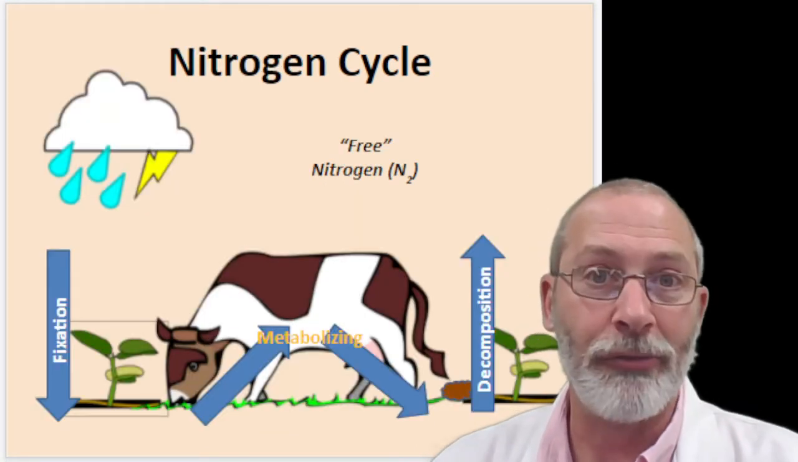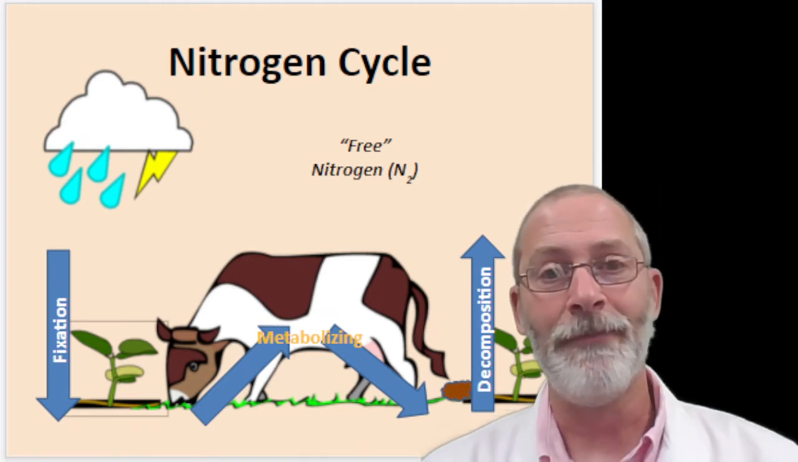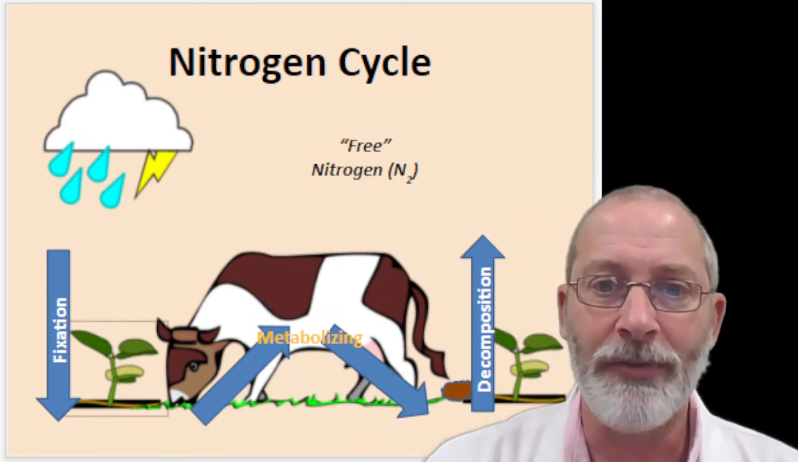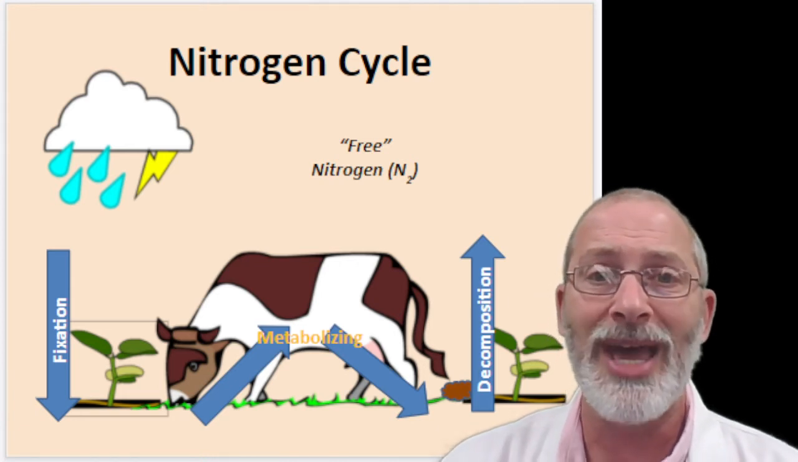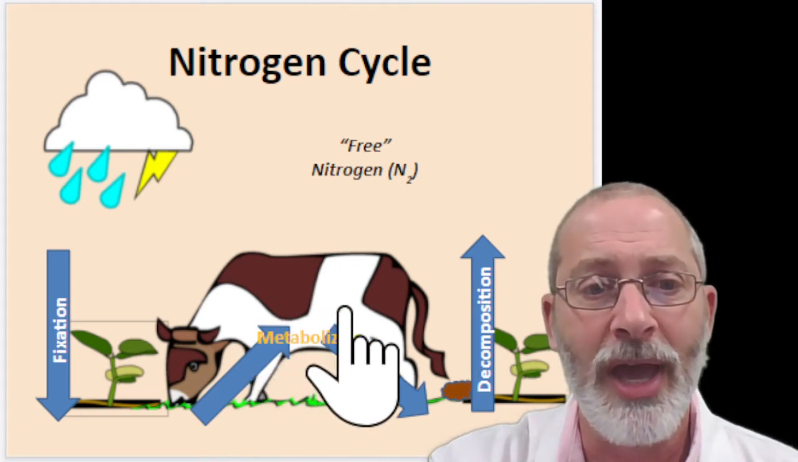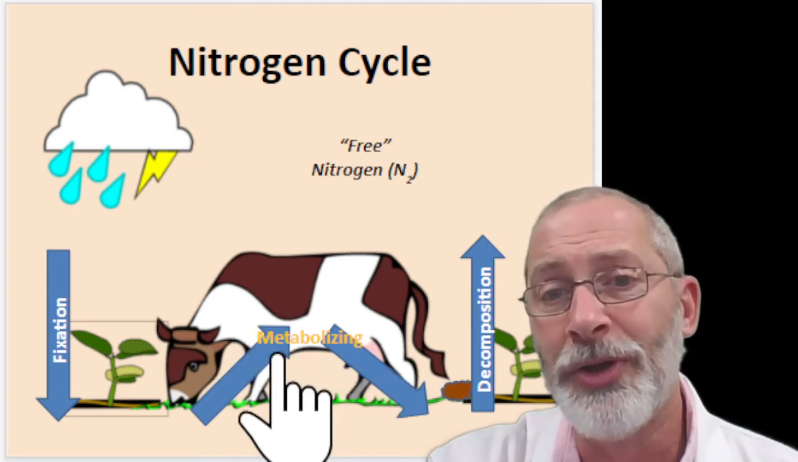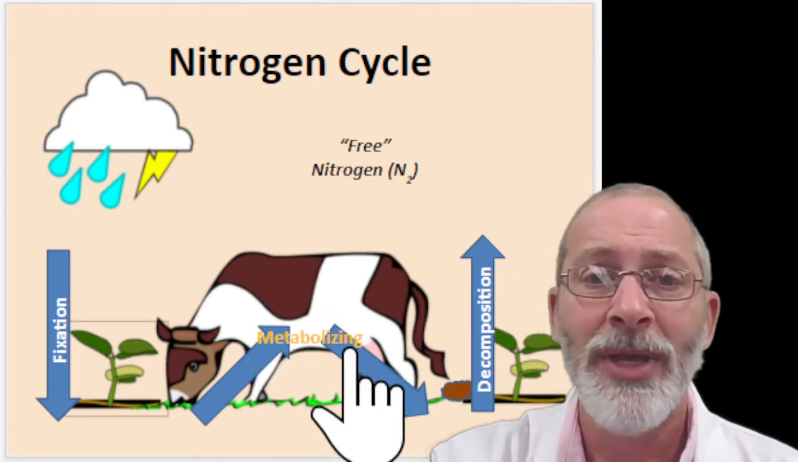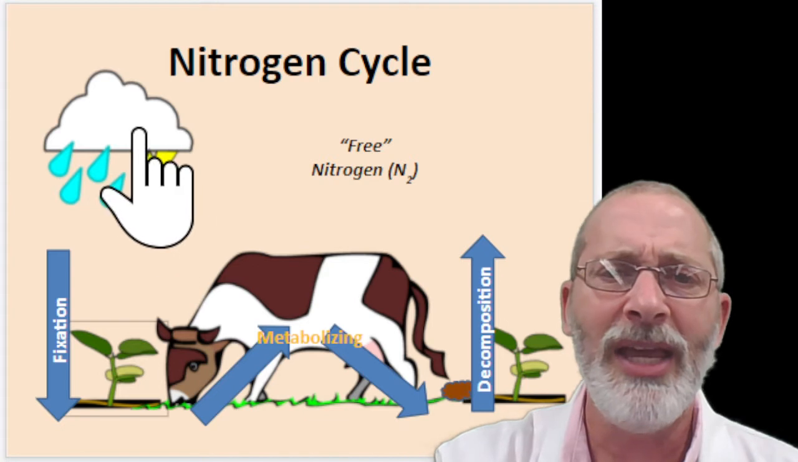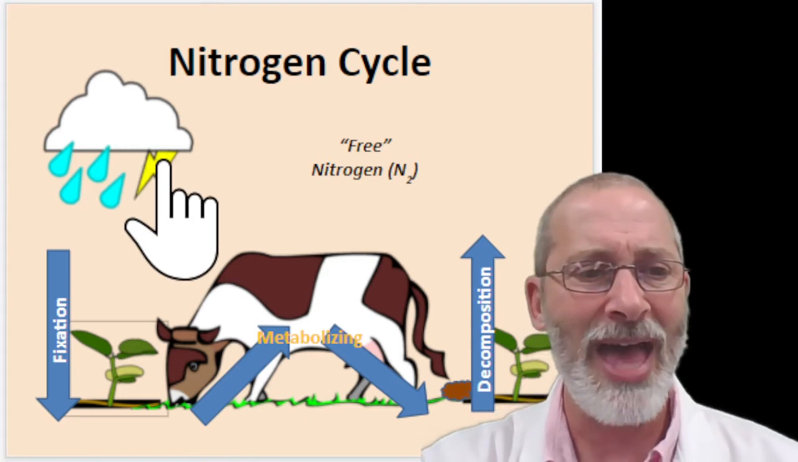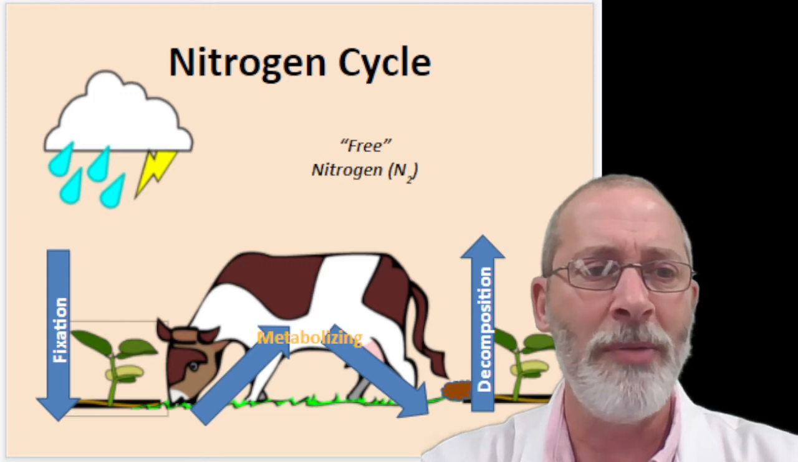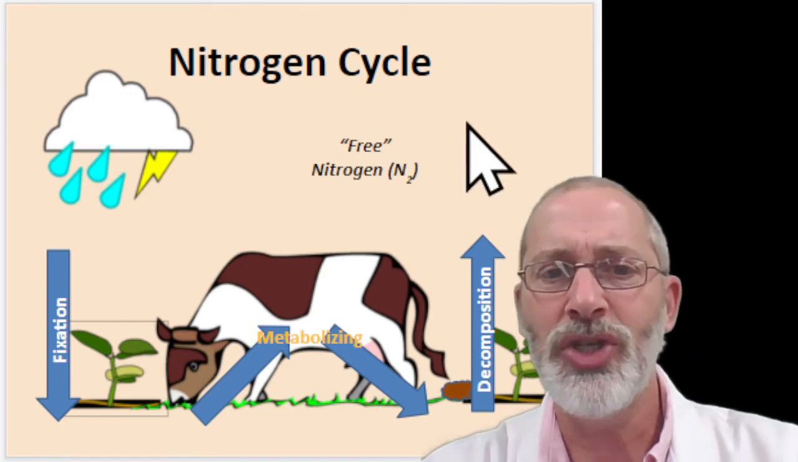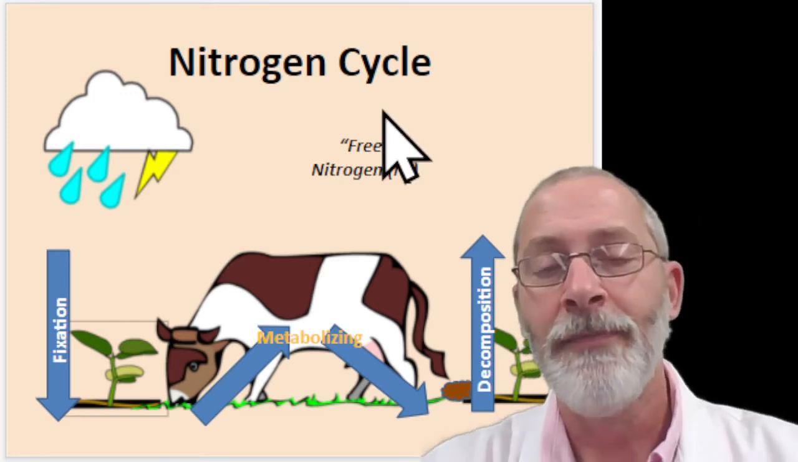All right, here's my favorite, the nitrogen cycle. If you notice, there are a few key components here to the nitrogen cycle. Here we have our friendly cow undergoing metabolism. We've got a thunder and lightning storm. What is that all about? Well, we're going to talk about the nitrogen cycle one part at a time, but let's just soak in this picture first.